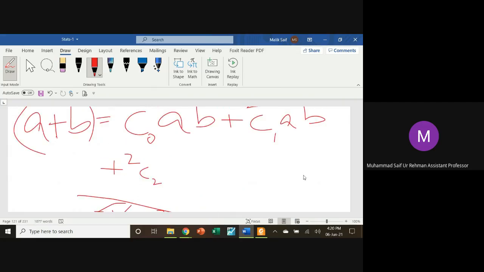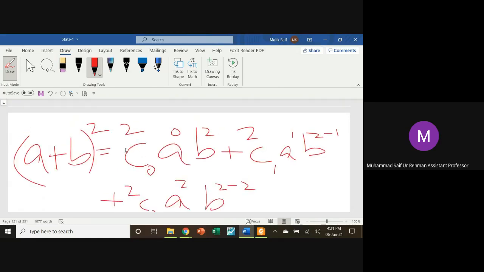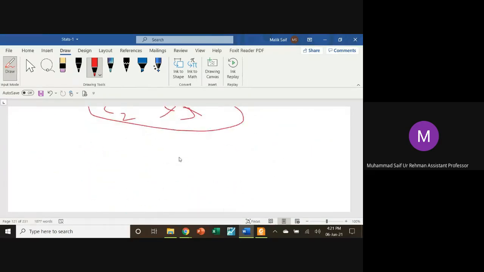Okay. So 2C2, and now A power will be 2 and B power will be 2 minus 2, 0. So now if you solve it, what is 2C0? 2C0 is equal to 1. You can check it from your formula, from your calculator. 2C0 will become 2 factorial divided by 0 factorial.